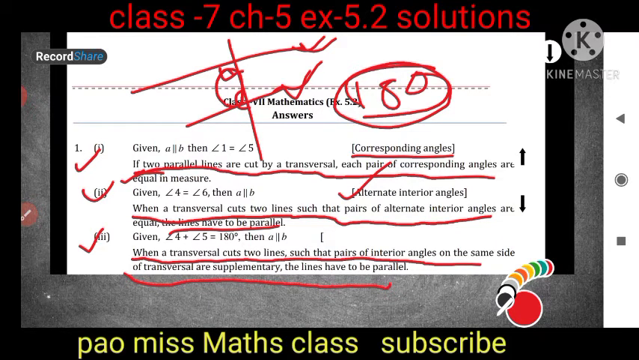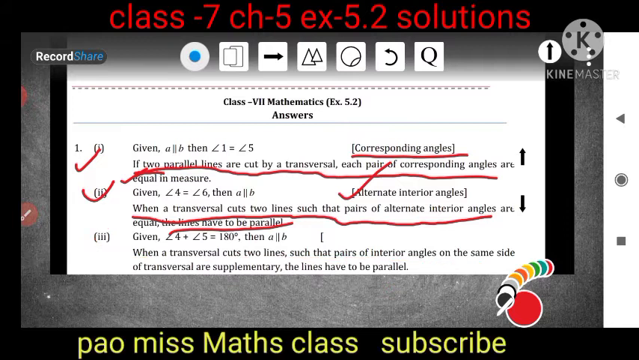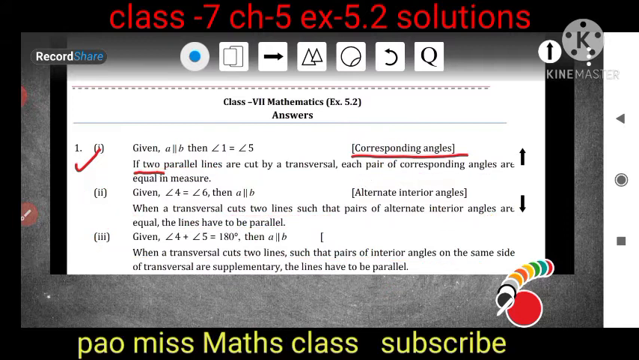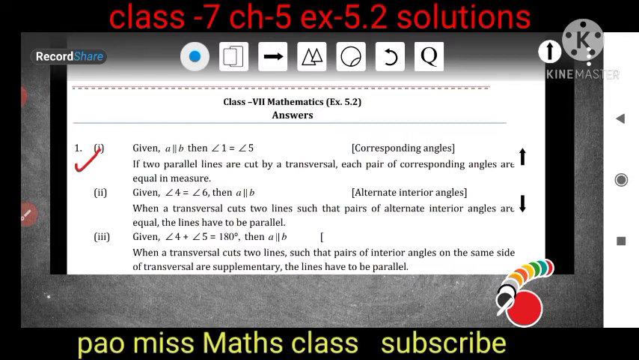Now come to the next question. I will erase all this, so please write it down in your notebook in a neat and clean way. If you have any doubt, you can ask me, or you can take a screenshot and write it later on.